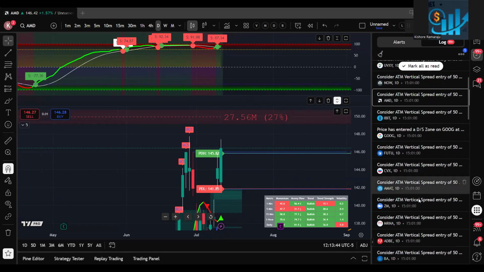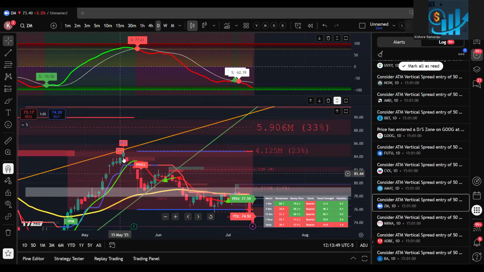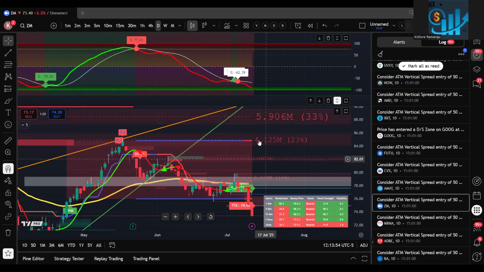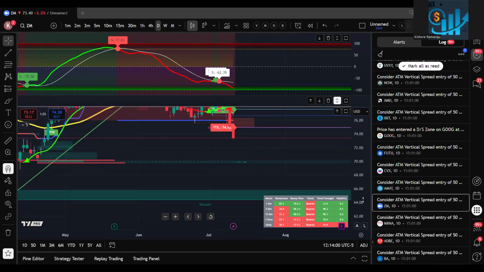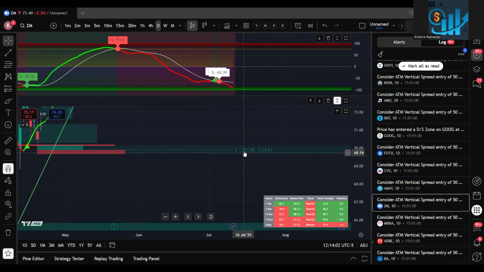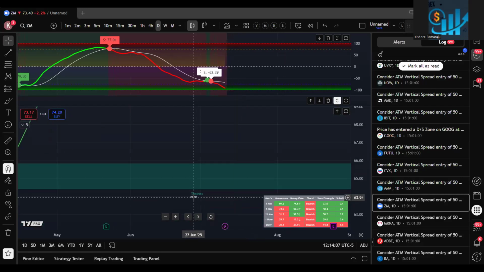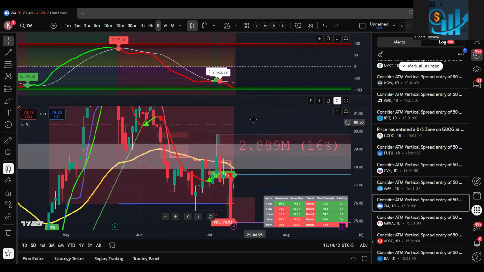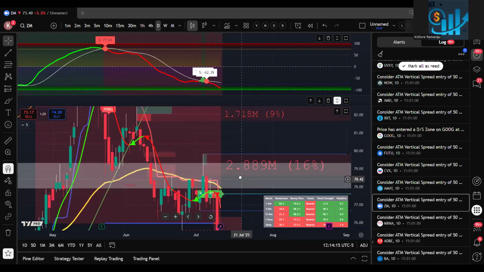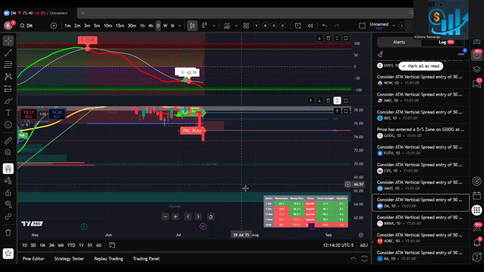Then let's take some more. What do you think can happen with Zoom? You got a bear call spread here. There are 5 million sellers here, 4 million sellers here, 1.7 million sellers here, 2.9 million sellers here. So there is a high possibility for it to go minimum till $69. If it breaks that, it can go all the way to $65. So if you do a bear call spread above this, you can keep all the money. Minimum for the next 4-5 days, we'll see a big drop with Zoom.